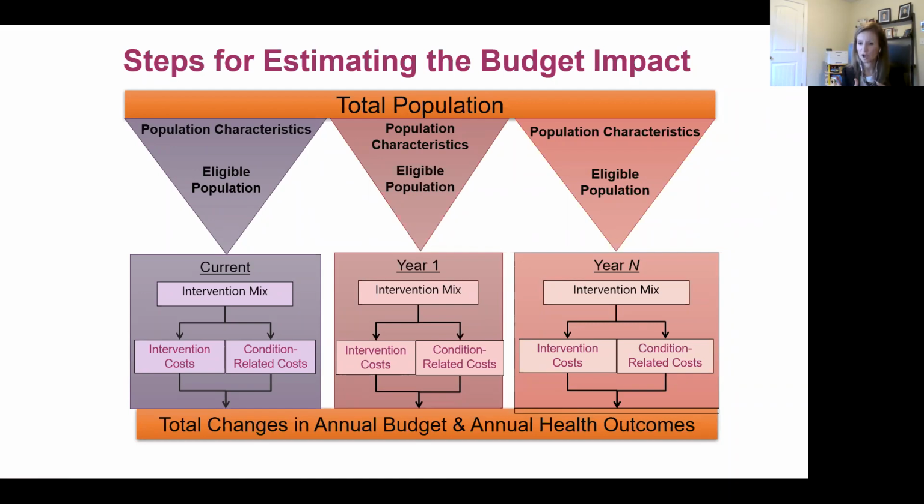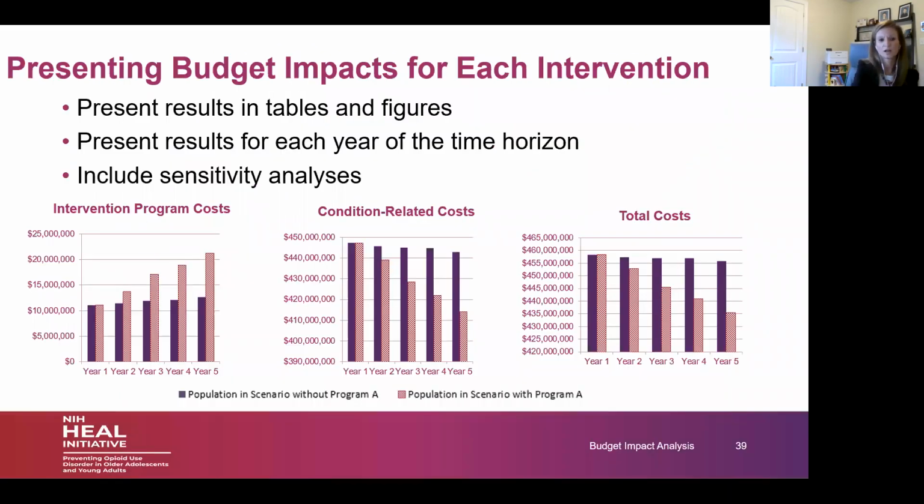Once you have an understanding of that, the next steps are to look at how intervention costs are changing as the new program is being introduced, as well as how the condition-related costs are changing. When you combine the two, that will produce the total impact on the budget and show you the changes in annual budgets, as well as annual health outcomes. On the next slide, we are presenting some examples of what results or output could look like in a budget impact evaluation or budget impact analysis.